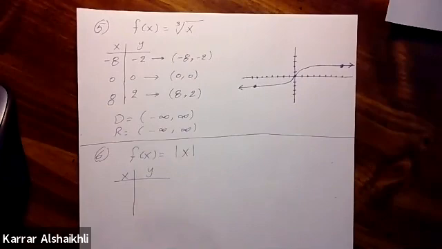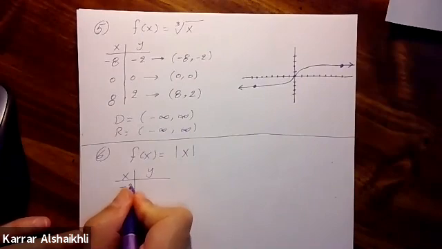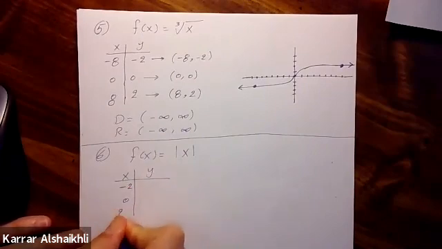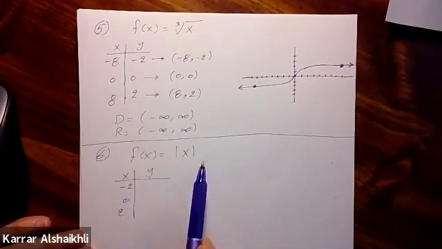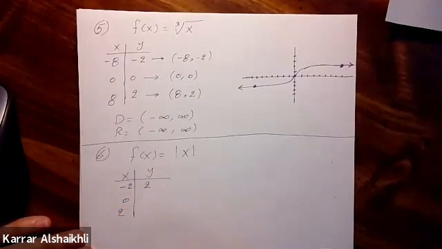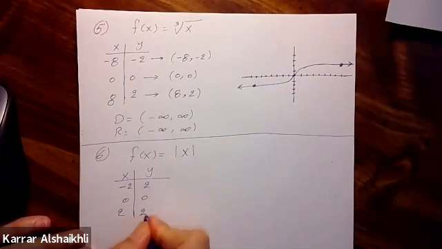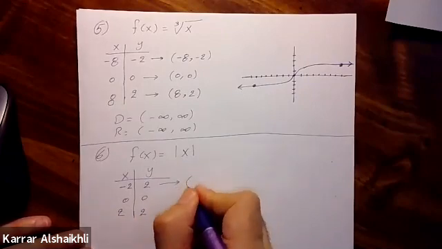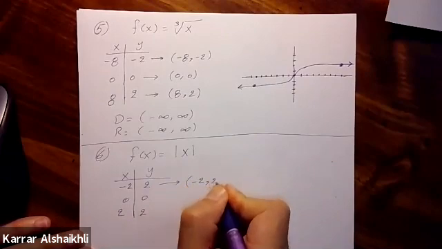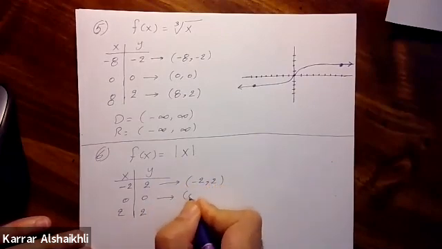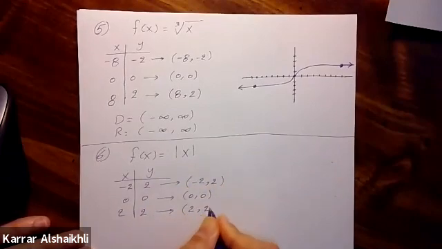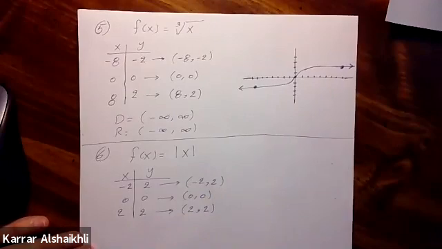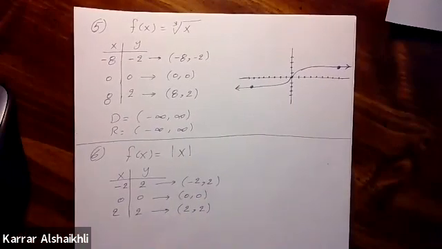So let's choose -2, 0, and 2. When you plug in -2 here, the absolute value of -2 is going to be 2. When you plug in 0, it's going to be 0. When you plug in 2, it's going to be 2. To graph this function, you can use these points. And here is 0, 0. And here is 2 and 2. So we have 3 points. We can graph it by using these 3 points.